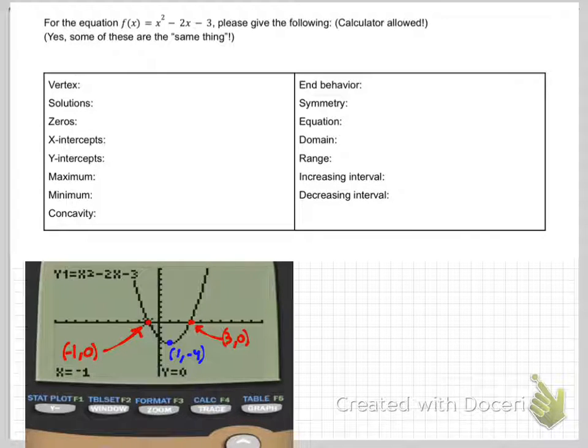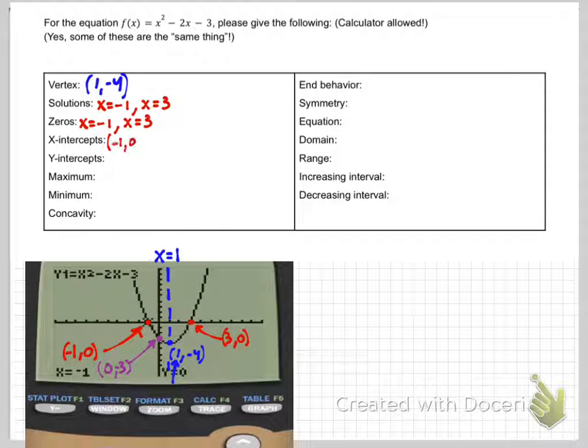So we have a vertex, both x-intercepts, and the y-intercept, and that's enough for us to fill out this table. If you haven't been filling it out, I'll go ahead and fill it out quickly with you. So the vertex, and also the axis of symmetry. Notice the axis of symmetry is the x value of the vertex, like I mentioned before. So let's fill this out. The vertex is 1, negative 4. Our solutions, those are the x-intercepts, are negative 1, 0 and 3, 0. The y-intercept is 0, negative 3.